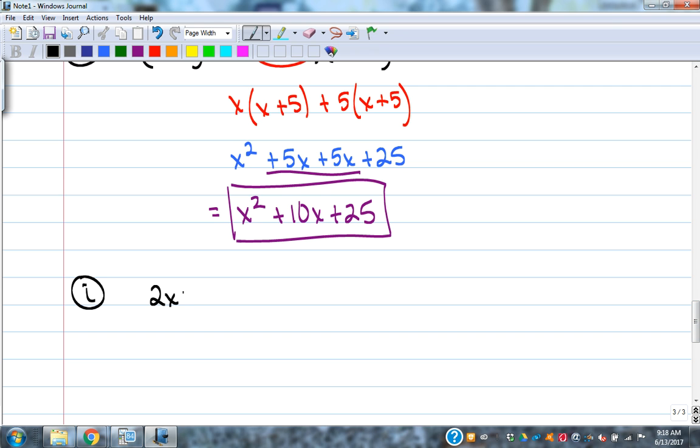Even when it's something like this, 2x minus 3 squared. It's a binomial. It's a binomial times itself when it's squared. 2x minus 3, 2x minus 3. And then just do the math. It doesn't change any.